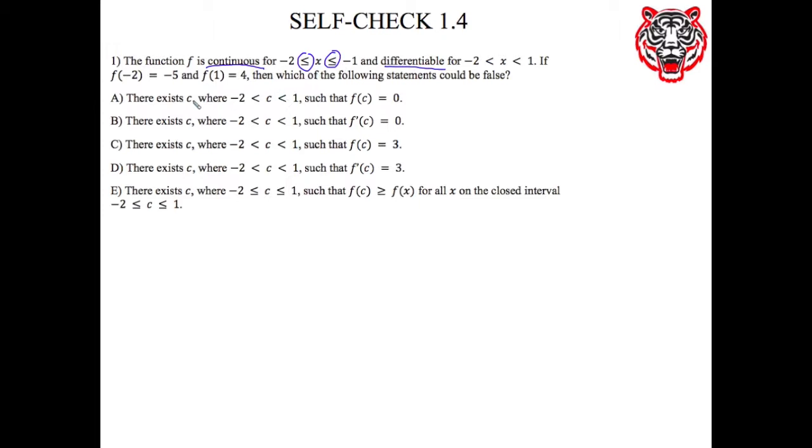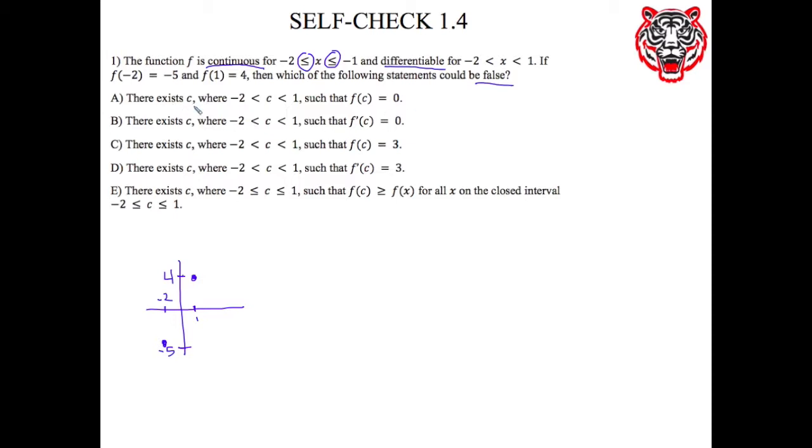We also know that f of -2 equals -5, so let's do a quick little sketch. At -2, I can go down to -5. And if f of 1 is 4, I get over to 1 and come all the way up to 4. So there's a point down here and a point up here. Which of the following statements could be false? I'm looking for things that could be false. Most of these are going to be true.